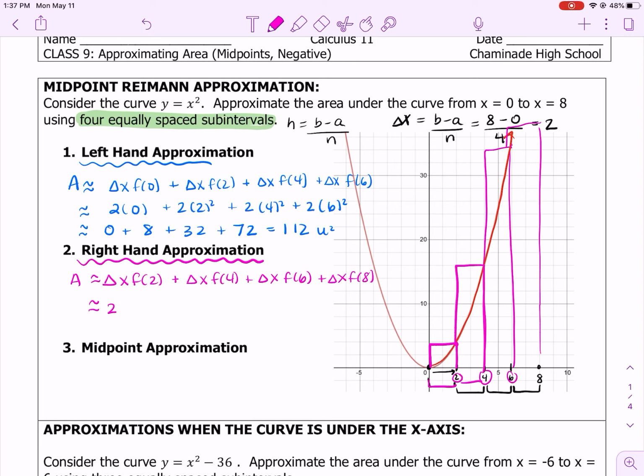So again, 2 times 2 squared plus 2 times 4 squared plus 2 times 6 squared, and then plus 2 times 8 squared. Just evaluating those, we have 8 plus 32 plus 72, and then we have 64 times 2, and that's 128. So if I combine those together, that would give us 240 square units.